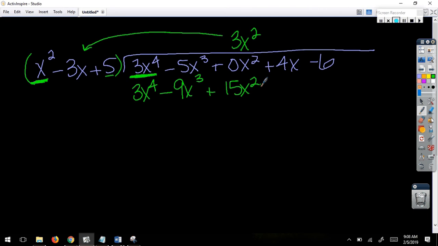Then you subtract. Is everybody with me? If you're confused, I promise the repetition of this by the time we get to the end will help, because you'll see we're fixing to start repeating.